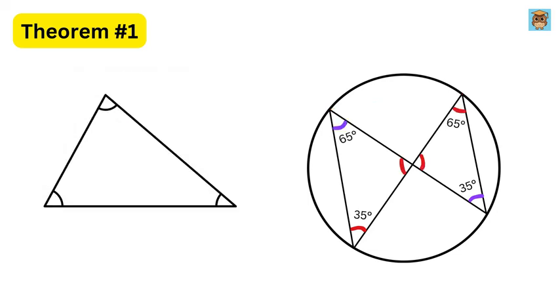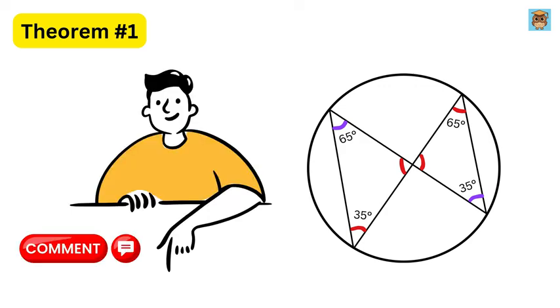Now, the sum of all angles in a triangle is 180 degrees, so can you tell me in the comments, what will be this angle?